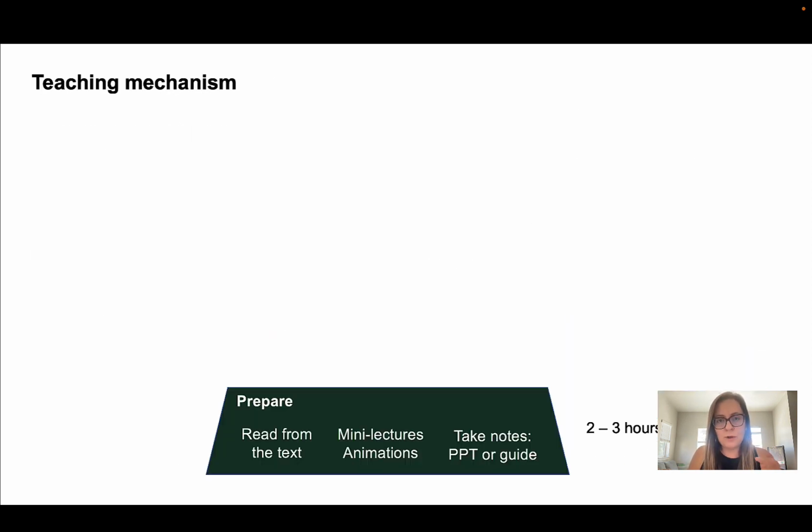So here's how we're going to approach this class. For every class, you're going to prepare. And as I mentioned at the beginning, this can be reading from the text and/or watching these mini lectures. To help you with this material, you can also take notes, and there are two ways to take notes. There will be fill-in-the-blank PowerPoints available, or these note-taking guides, and you can see what works for you, or you can use your own note-taking method. And it's expected that you prepare between 2 and 3 hours for each class.